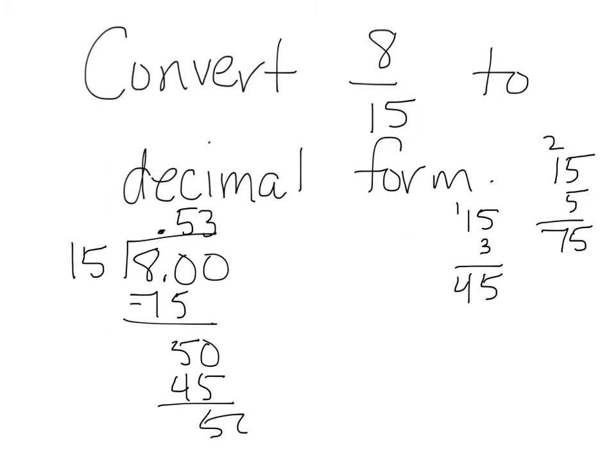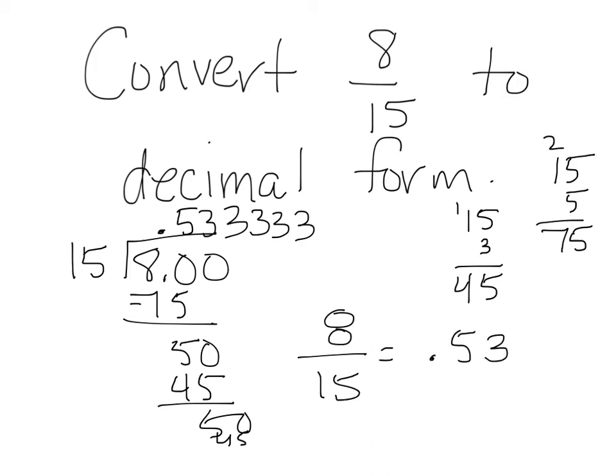Now we'll get a 5. Hey, wait a second. 15 goes into 50 3 times, and then I'm going to get 45, and I'm going to get a 5 left over. And it's just going to be a repeating 3 and a 3 and a 3 and a 3, isn't it? And so 8/15 is the same thing as 0.53 repeating with the repeating bar over the 3. All right? So you can get repeating decimals when you do conversions. That's okay. Sometimes they'll end nice and neat like our 3/4 did, but sometimes they go on forever.